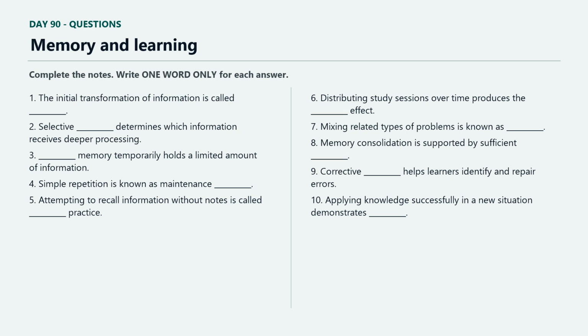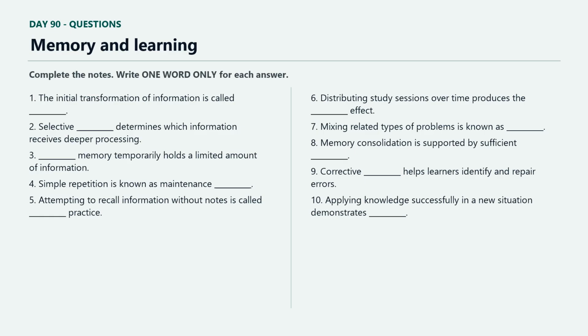However, a chunk is useful only when the learner already understands the relationship among its parts. How can active information be maintained and connected with longer-lasting knowledge? One approach is simple repetition, such as saying a phone number again and again. This is called maintenance rehearsal and can keep material available briefly.